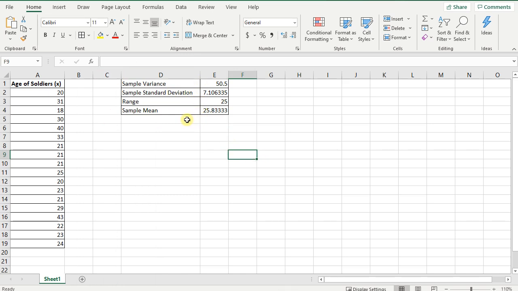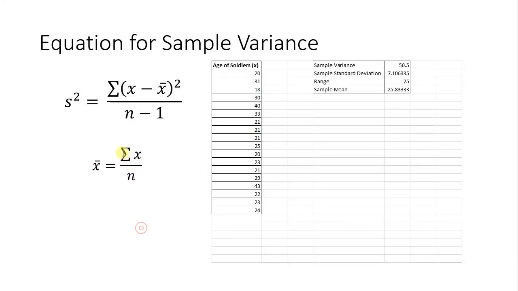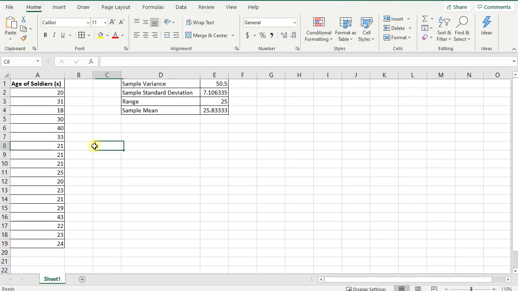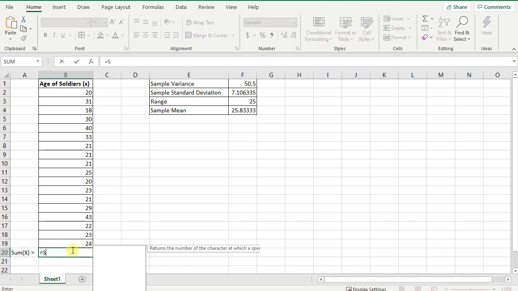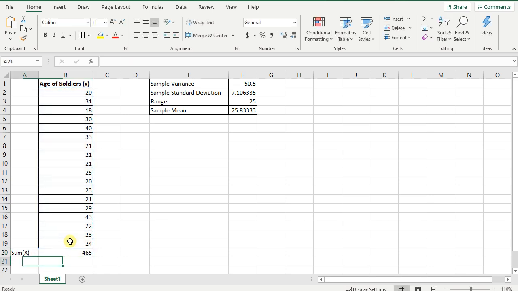Another way we could find the sample mean is to use the equation. Remember, the equation for sample mean is the sum of all the x's divided by n. So you need to sum up your data and then divide it by the number of observations you have. I would first sum up all the x's: type in sum, open parentheses, highlight all of your data, close parentheses, and that's the sum. The sample mean, x bar, is the sum divided by your sample size. We have 18 observations here.